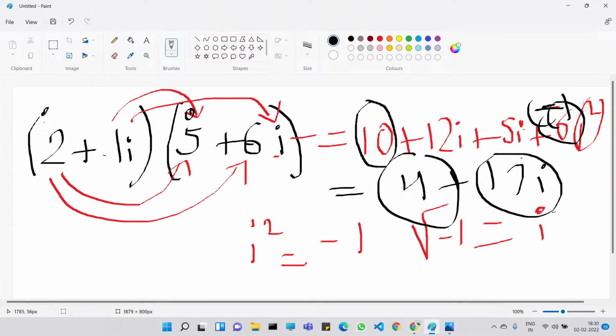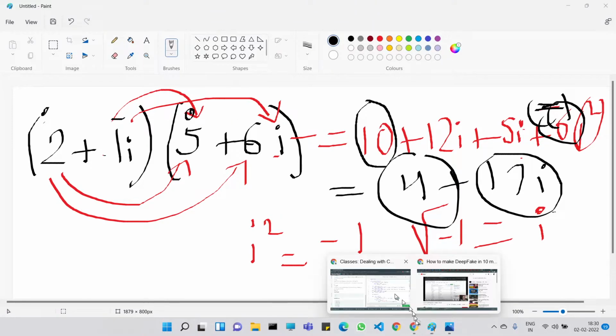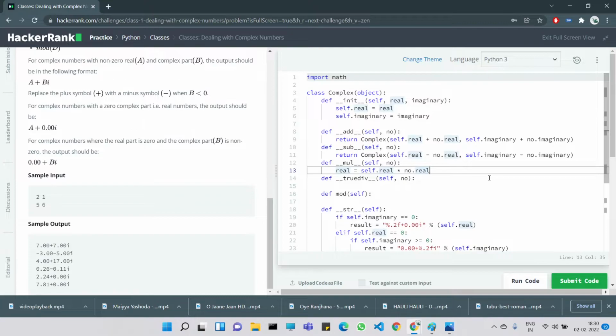Then we need to get this term, right? This term will be self dot imaginary. It will be subtracted, right? This minus appears, so subtracted by number dot imaginary. So here we have minus self dot imaginary multiplied by number dot imaginary. Okay, so we'll be getting the real part.